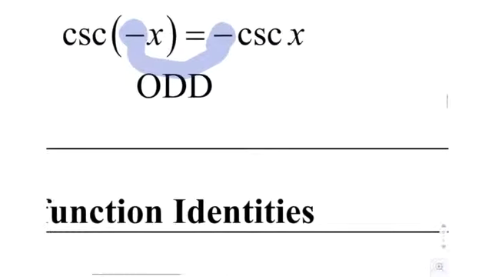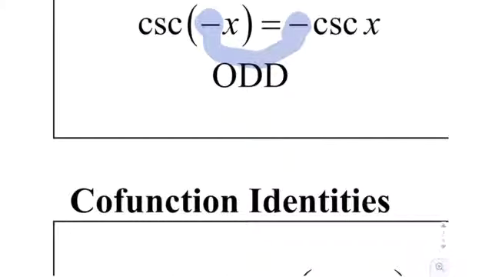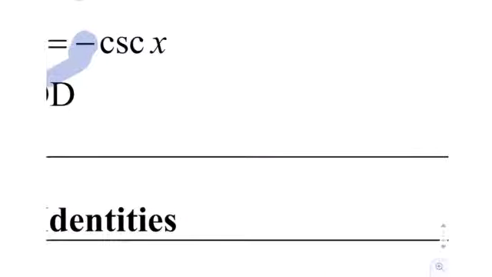They are called co-function identities. And guess what? You already know these. I've been stressing from day one what the co in cosine, cotangent, cosecant means. It means what? No, not coterminal. Complementary. Complementary means that two angles add up to what?